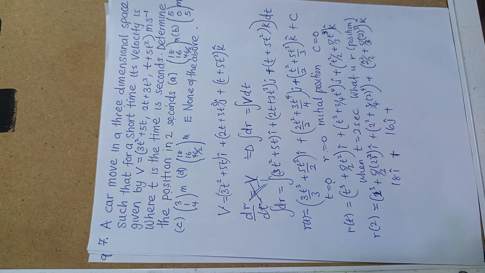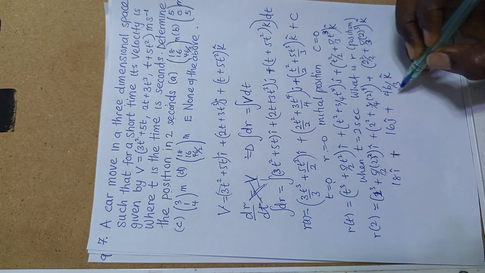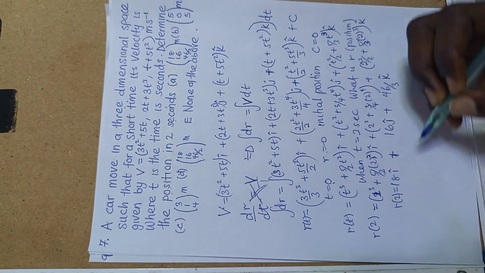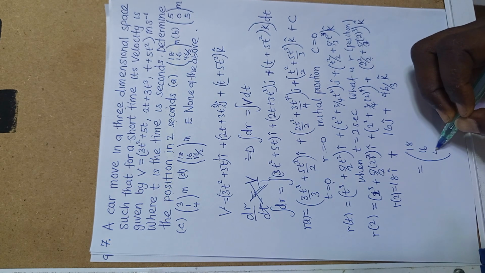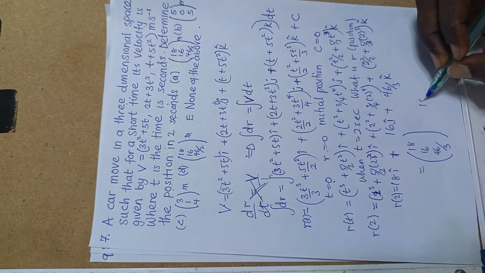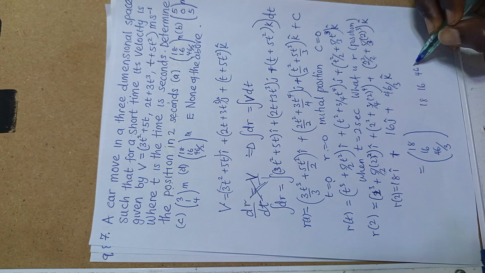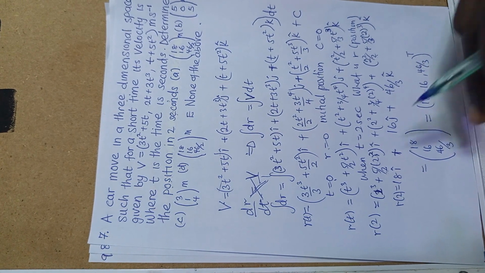Then let's find 5 divided by 3, times 8, plus 2. That will give us 46 over 3 k. So this is our r at 2. Our final answer can be interpreted as 18, 16, and 46 over 3. We can still write it as 18, 16, 46 over 3, then transpose. That means you have converted it from column form to row form. You have transposed it.